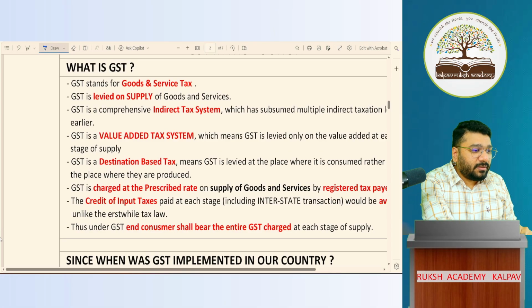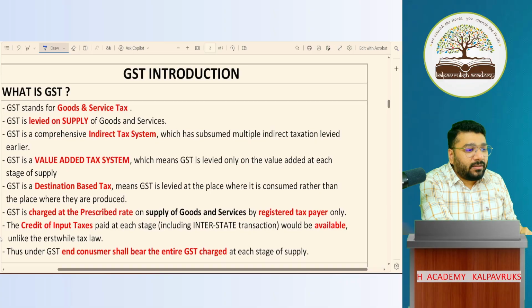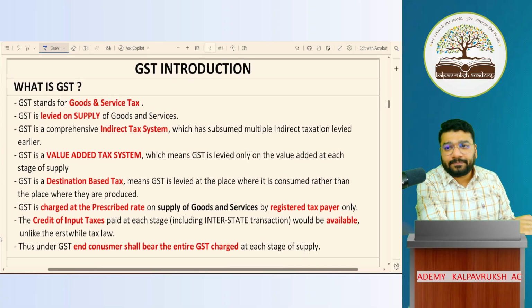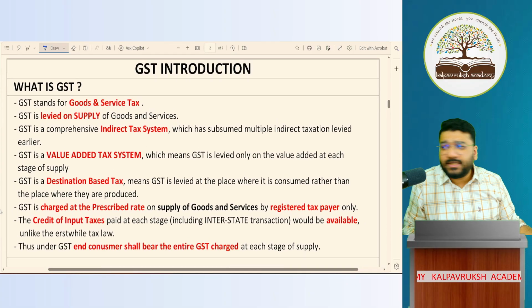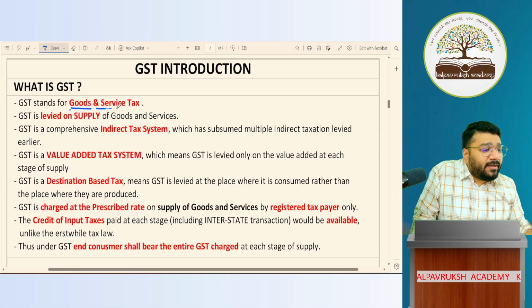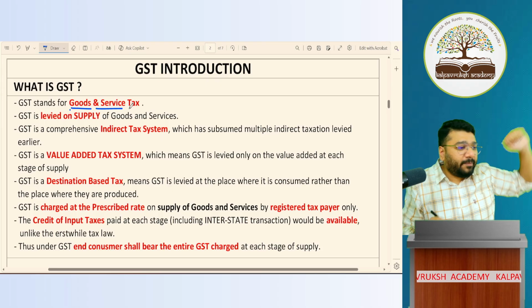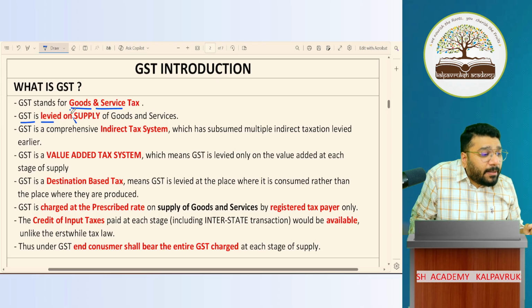Now let's understand GST a little bit more in depth. What is GST? GST stands for Goods and Service Tax.